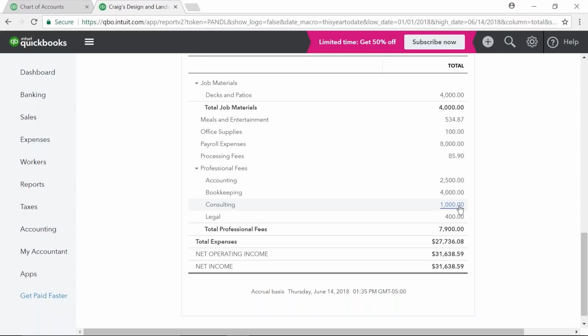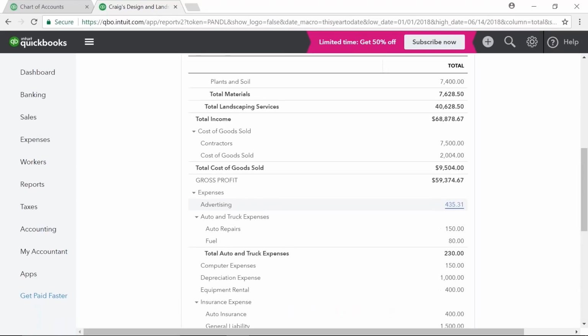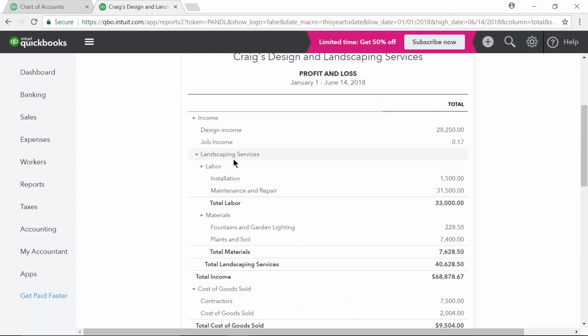Now, for sub-accounts, you can have sub-accounts of sub-accounts of sub-accounts of accounts. You can actually go pretty deep with these. So if you want to make sub-accounts of sub-accounts, that's fine. Here are some examples of that. We got landscaping services, and then there's labor and materials that are sub-accounts, and sub-sub-accounts are installation, maintenance, or repair, and all of this. So we're able to see all those levels whenever we expand it back out.